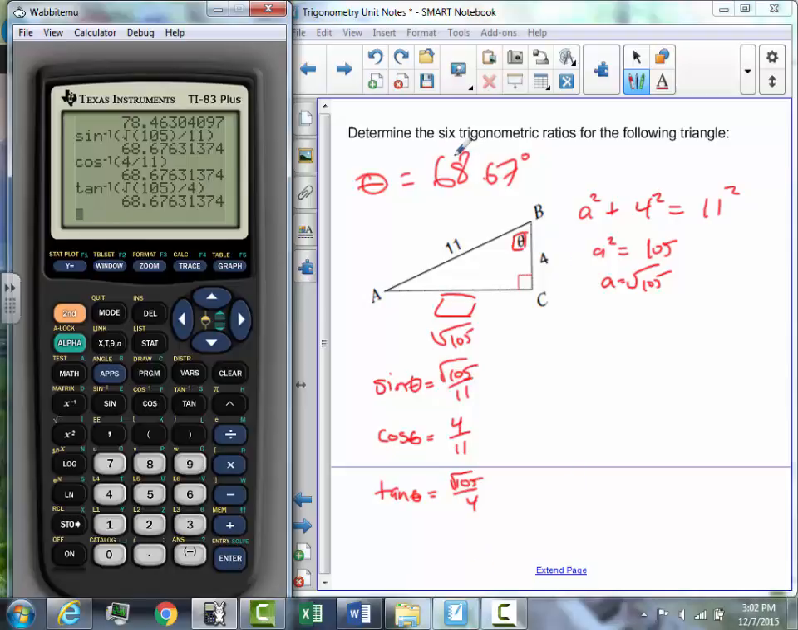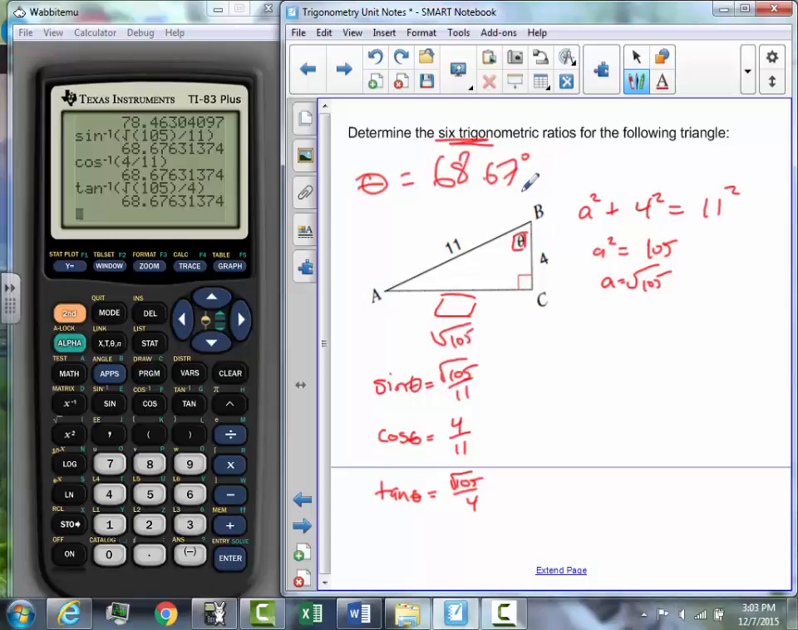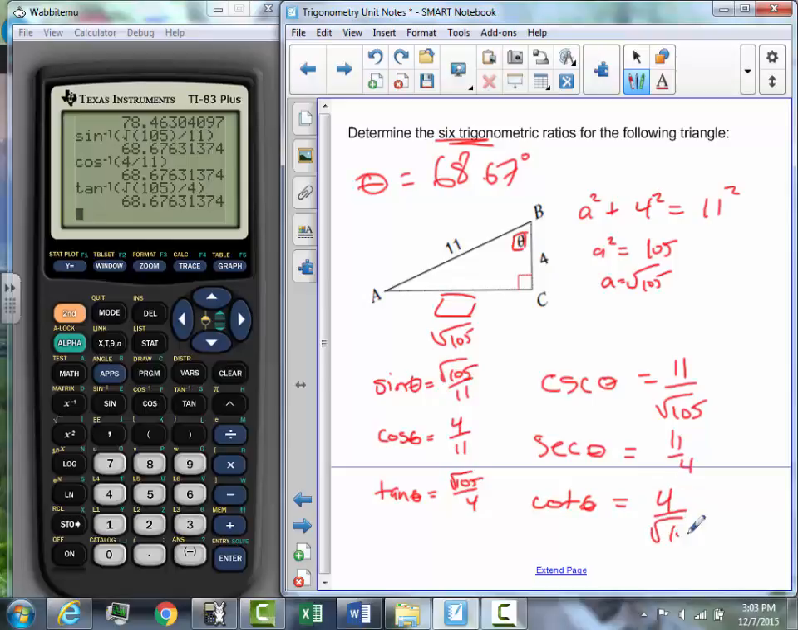Okay. One more thought here. I actually did say the 6 trig ratios though. So for the other 3, this is not hard work. I just want you guys to know how these work, and mostly for next year. The opposite of sine is called a cosecant. All you do is you flip it upside down and make it 11 over root 105. That's all. Or for cosine, cosine is known as a secant. You just flip it upside down and make it 11 over 4. Or for tan, you can call it a cotan, and it would be 4 over root 105.